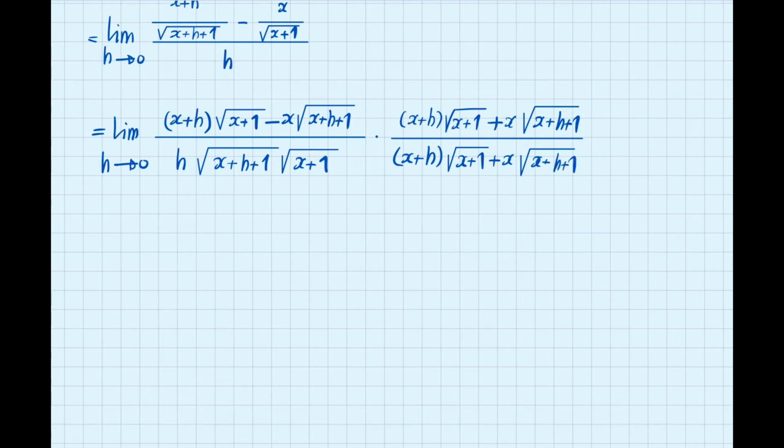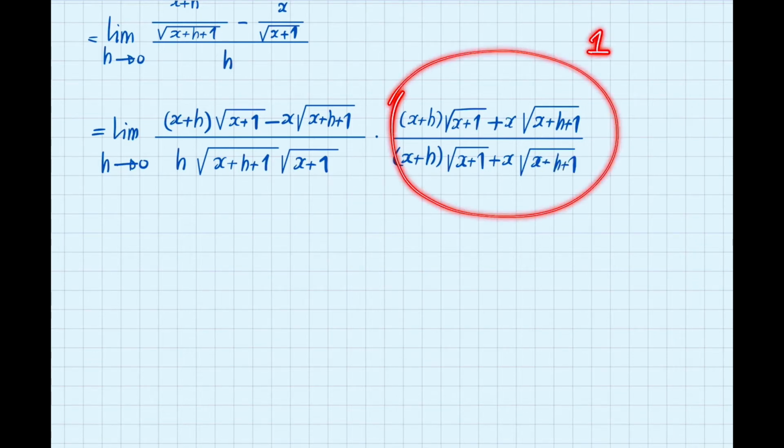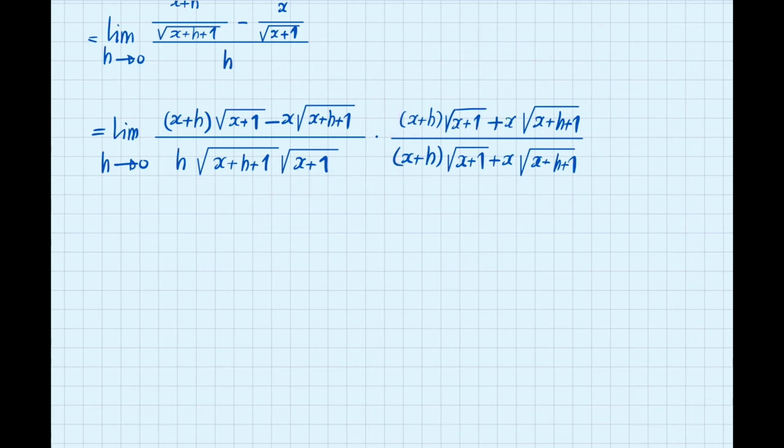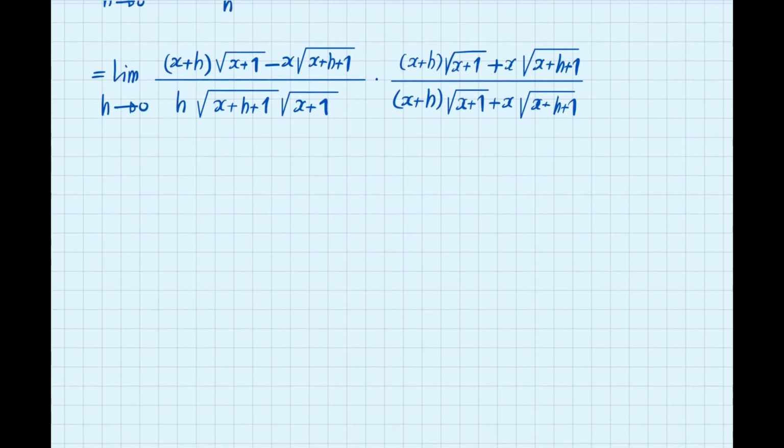Yes. So if I ask you what is this, you would say this is 1. So I am just multiplying this expression by 1, which is exactly the same thing. But the point here is that if I multiply this by that, it makes a conjugate pattern, so I can use the conjugate identity. So this becomes the limit.